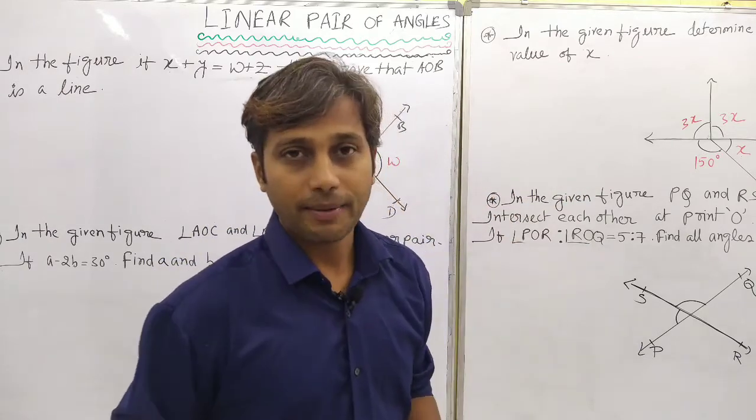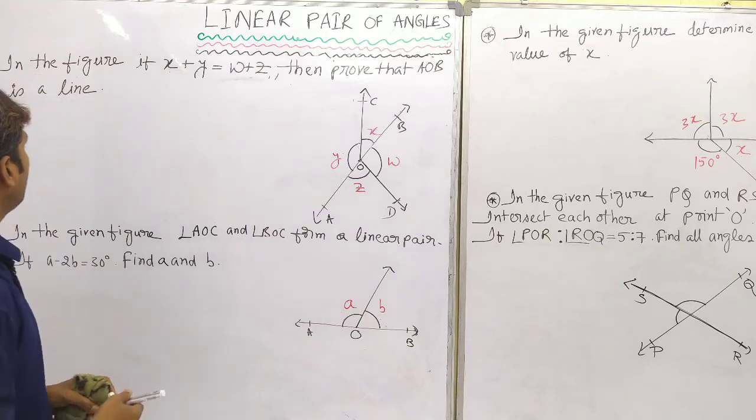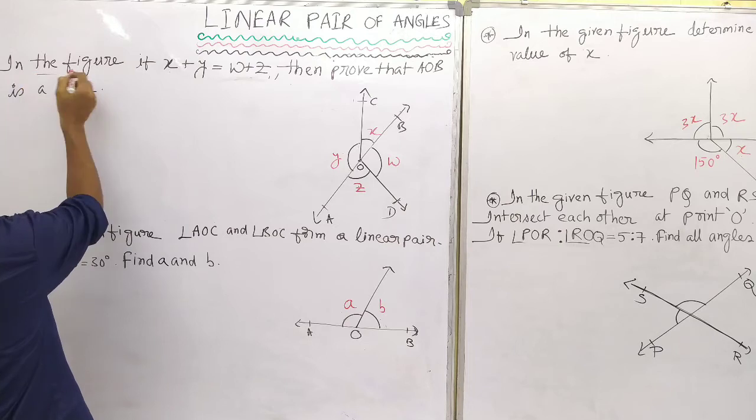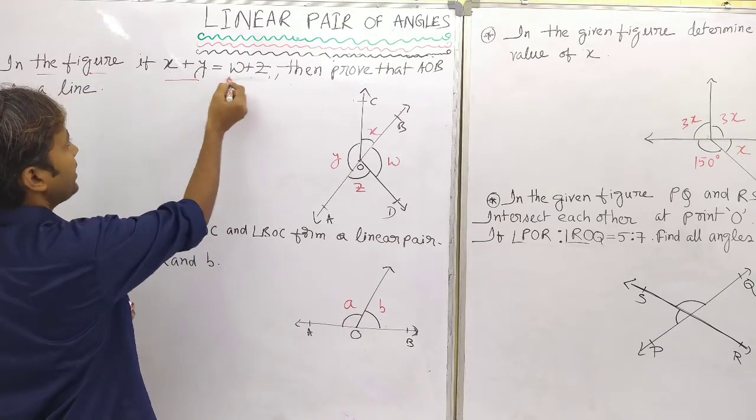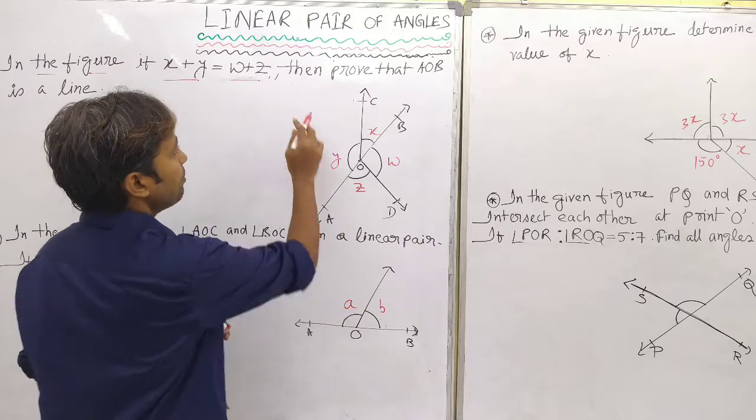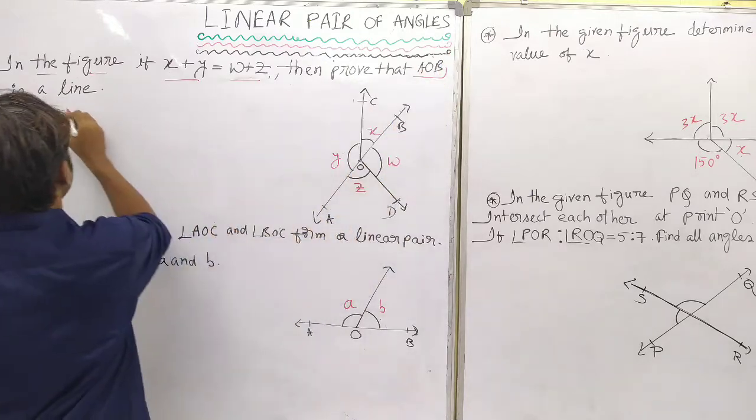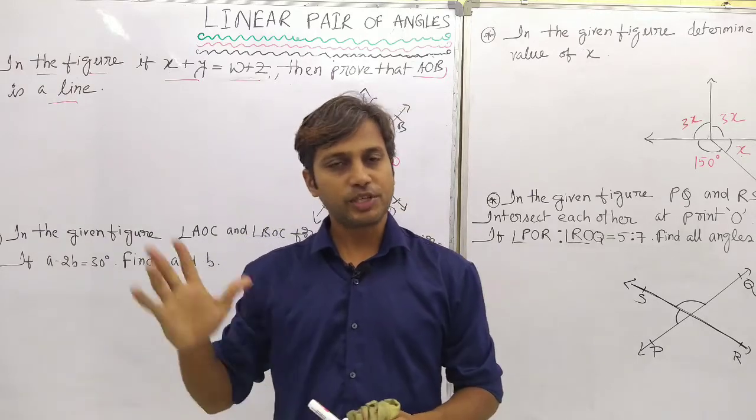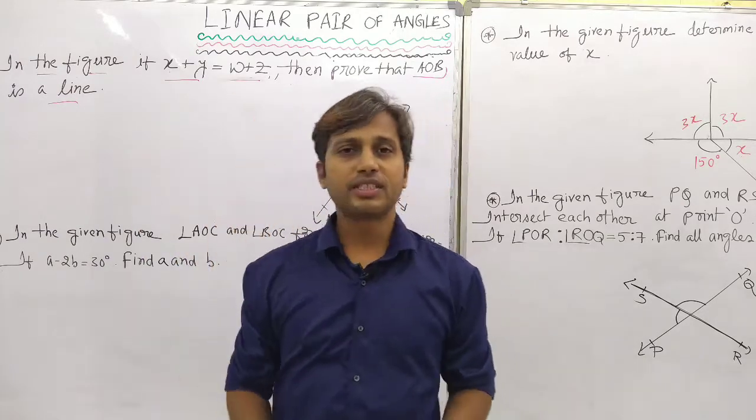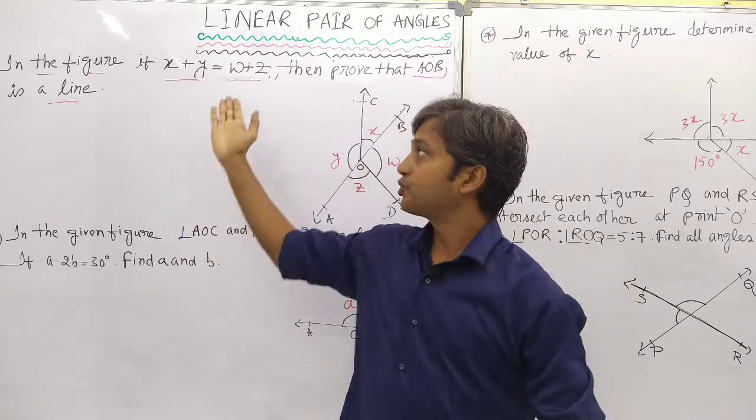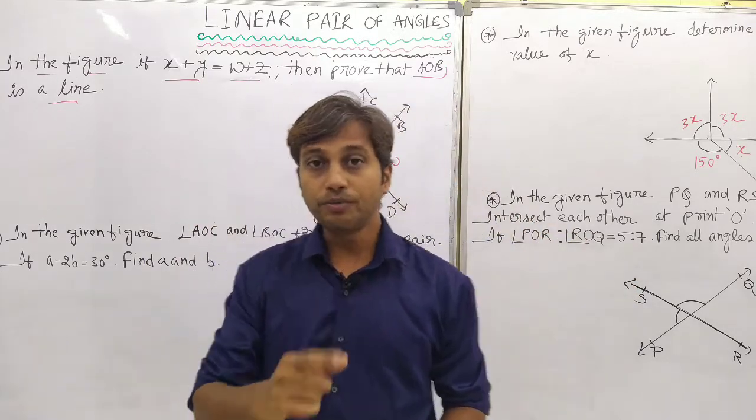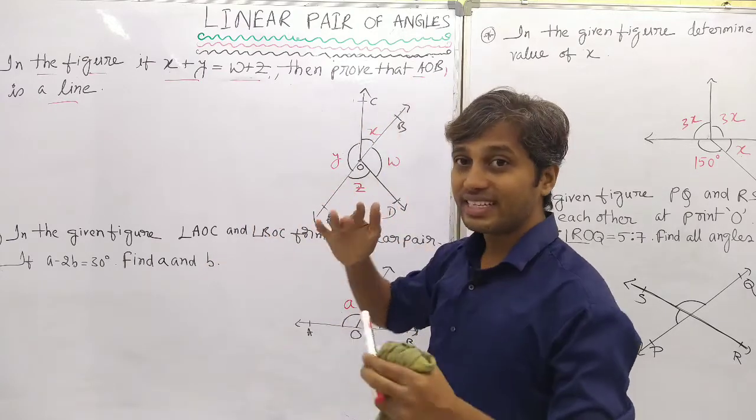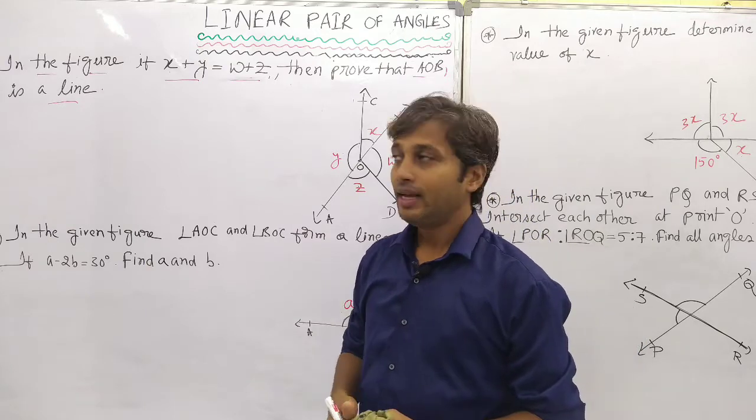Okay, so let us see what happens. See this here, in the figure. x plus y equal to w plus z. Then prove that AOB is a line. They have given a condition that x plus y equals w plus z, meaning the sum of these two angles is equal to the sum of these two angles, and they ask you to prove that AOB is a single straight line.